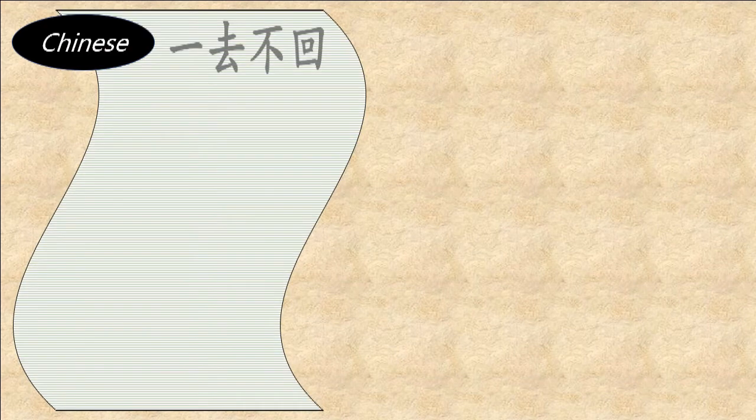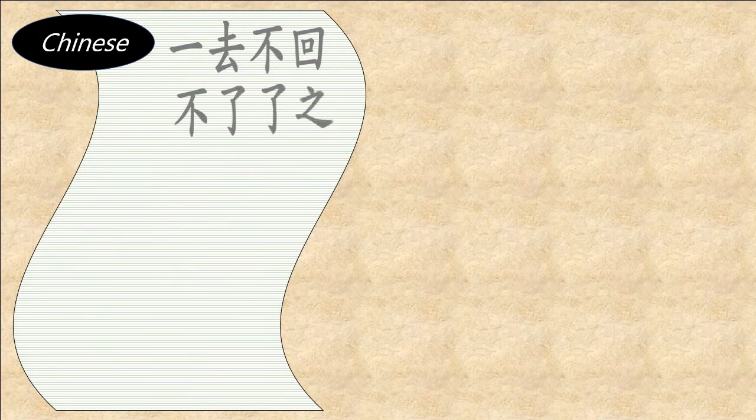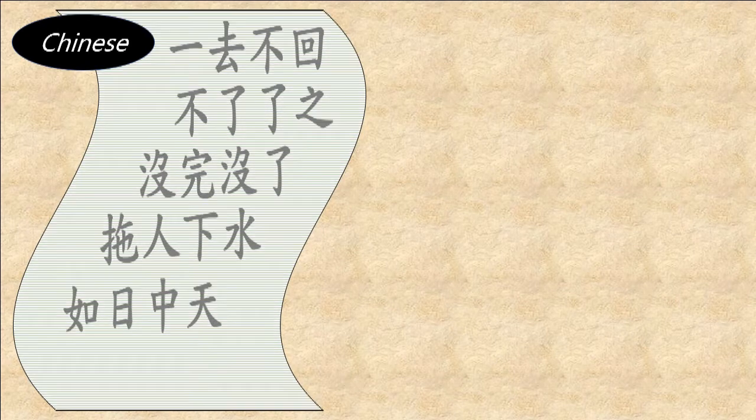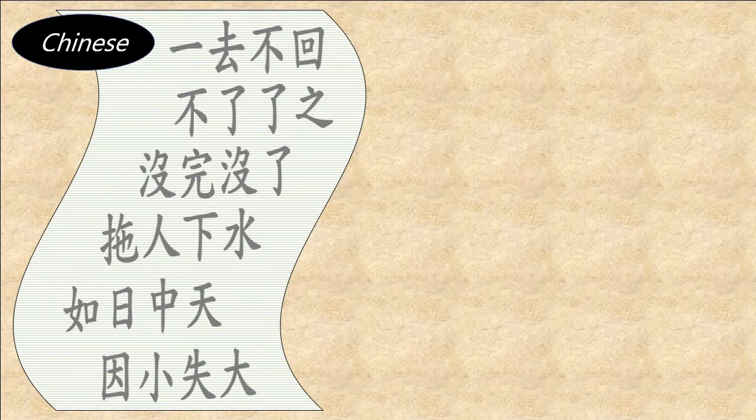So far in these lessons, we've learned 6 idioms, some more refined than others, but all of them set phrases used in everyday conversation. 一去不回 in lesson 11, 不了了之 in lesson 14, 没完没了 in Lesson 14, 拖人下水, Lesson 16, 如日中天, Lesson 17, and now 因小失大.